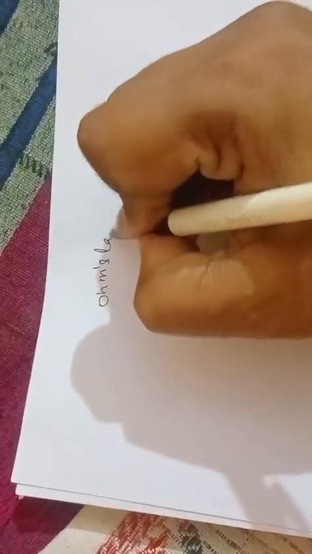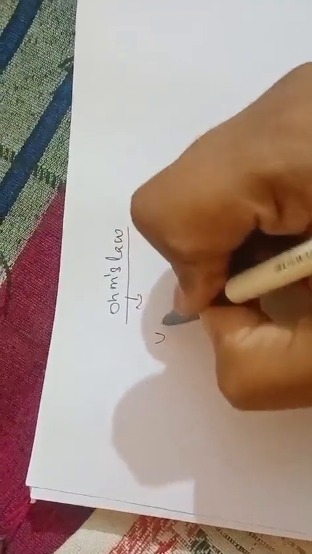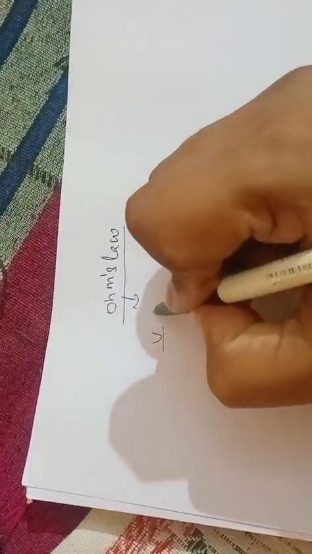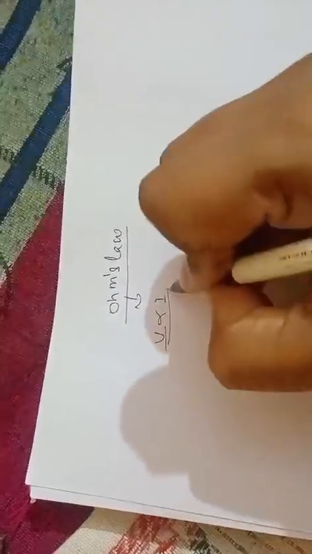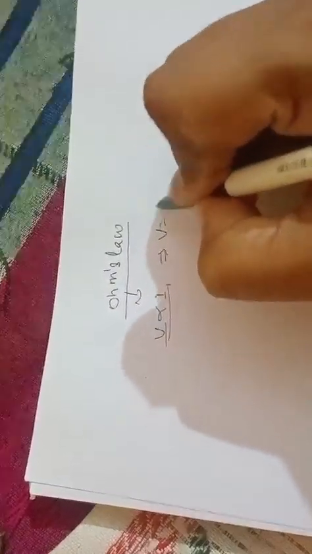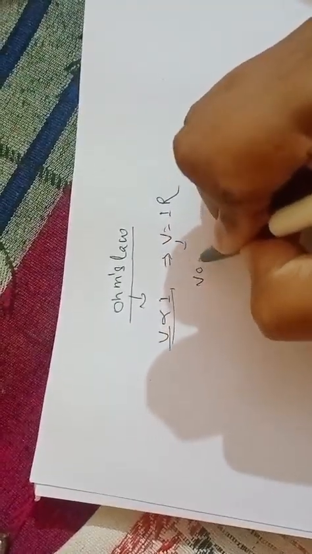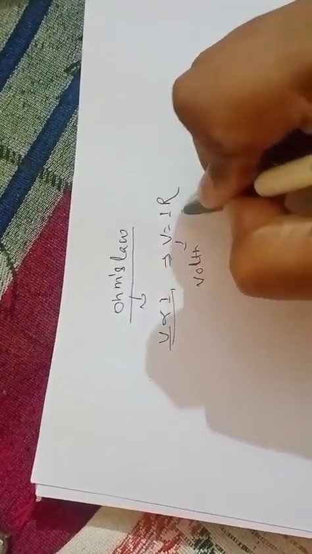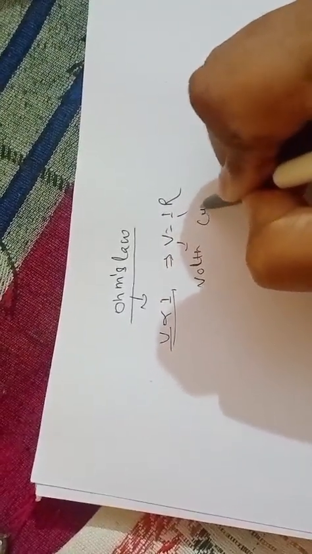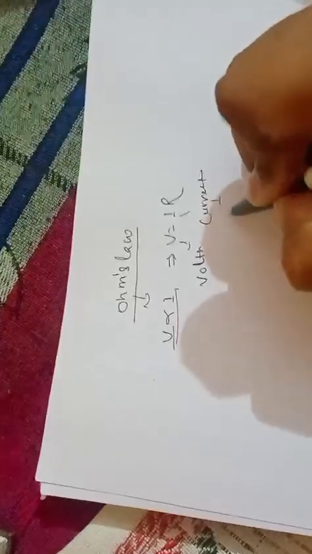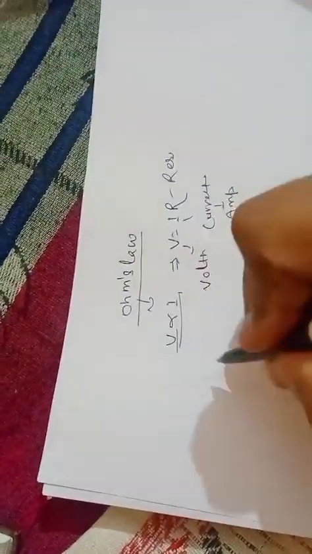So, this law is given by the scientist Ohm, and this is a beautiful law which tells us there is a relation between voltage and current. Voltage V is equal to IR, and the unit of voltage is volt. Current is known as ampere, and R is the resistance. So basically, we understand it.